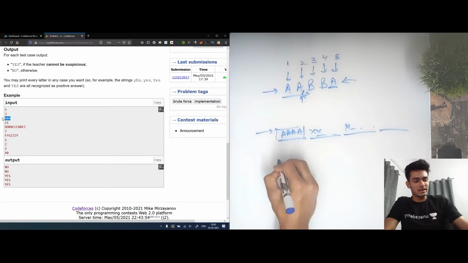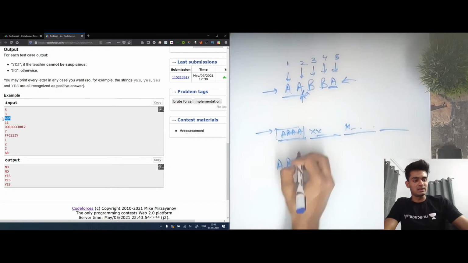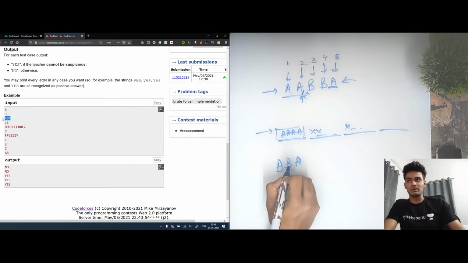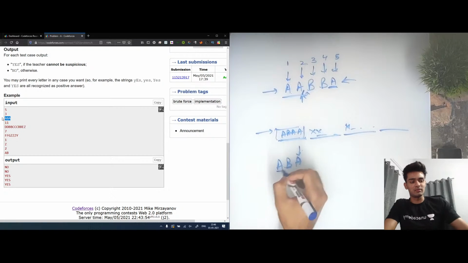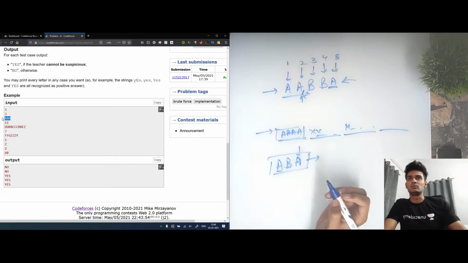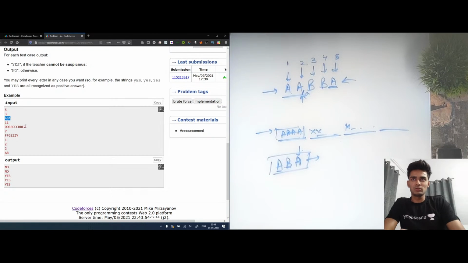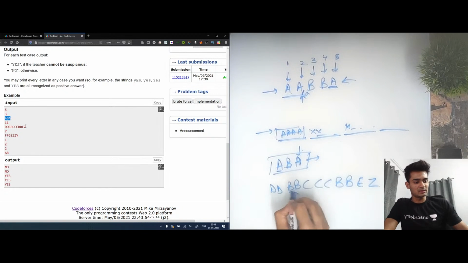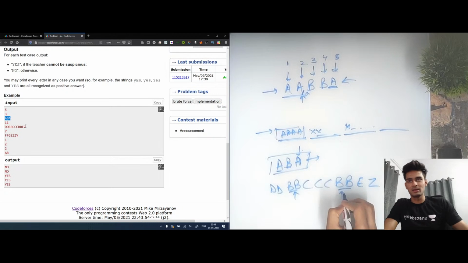The first input is ABA. We can see that this A is coming after this B, and we already had an A before this B. Therefore the teacher will become suspicious, so this is not a valid string. Then let's come on to the next example: D D B B C C C B B E Z. Here we have B, and then we again have B, which is not right. Therefore the answer for this again will be no.